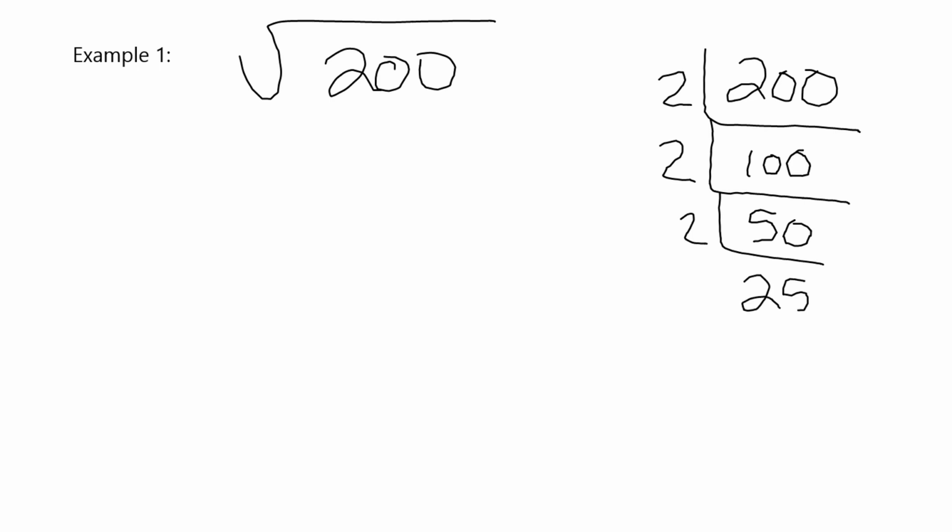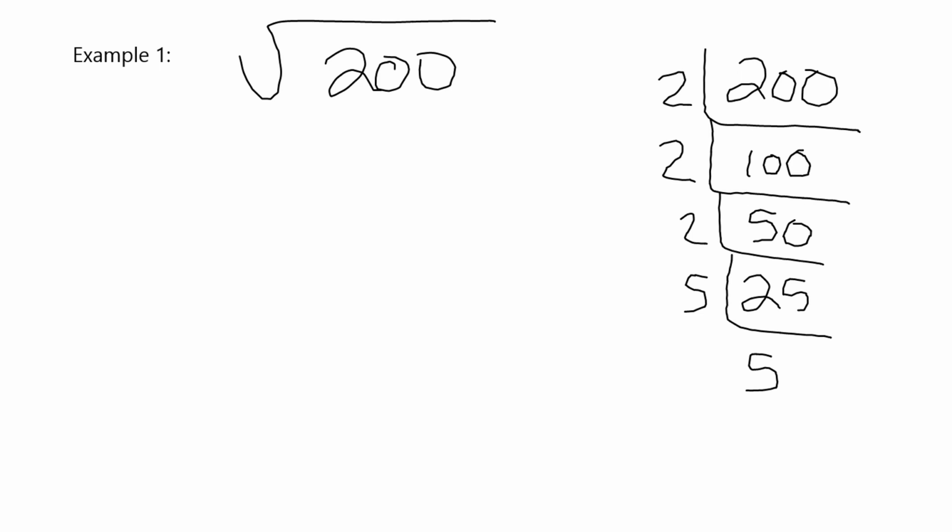Now we reach an issue. 25 is not divisible by 2, so we just keep going up the prime numbers. It's not divisible by 3, but it is divisible by 5. So we divide it by 5, and we're left with 5. We do not put a square around this 5 because it is part of the prime factorization.